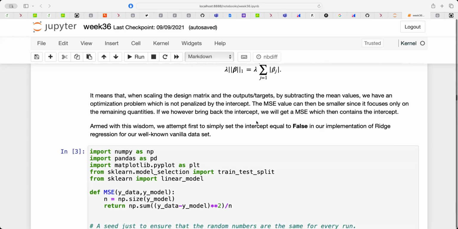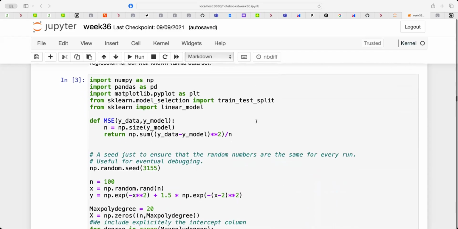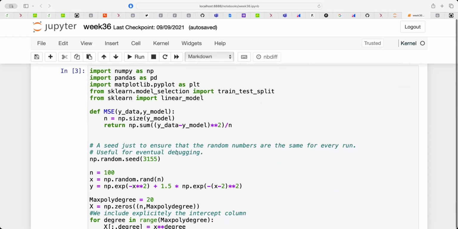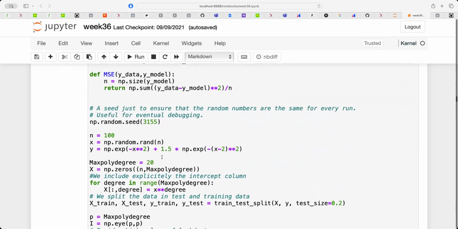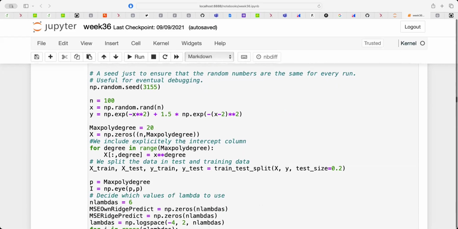So the code which you see here is the same kind of vanilla case which we have been discussing again and again. In this case, I'm setting up the mean squared error, as you can see. I have my x values, just random numbers between 0 and 1, 100 numbers. And then I have an exponential. Just to make my life much easier, I've taken away noise so that we will normally get a pretty nice fit. And then I'm making a polynomial of a given degree.